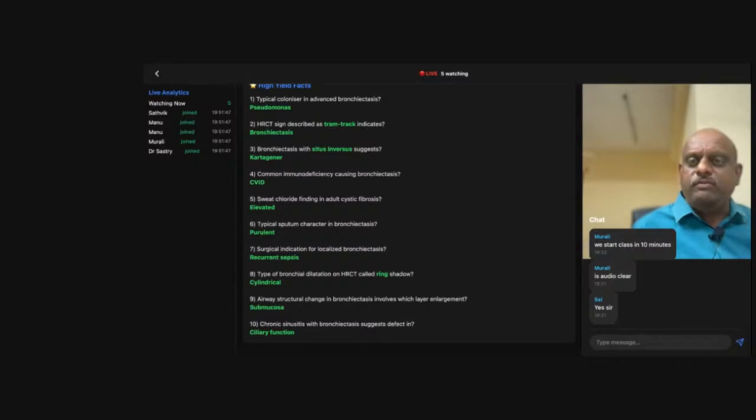Now, whenever there is advanced bronchiectasis, it is Pseudomonas which is the organism that stays. And what is the HRCT appearance in bronchiectasis, doctor? Tram track appearance is the classical feature. And situs inversus with bronchiectasis, where do you see Kartagener syndrome? So these are important points that you need to basically remember.